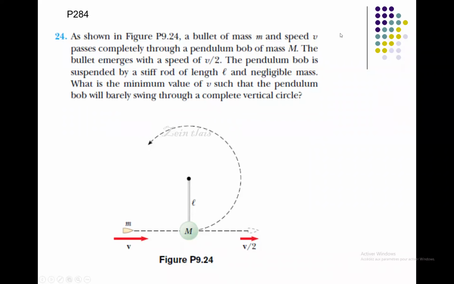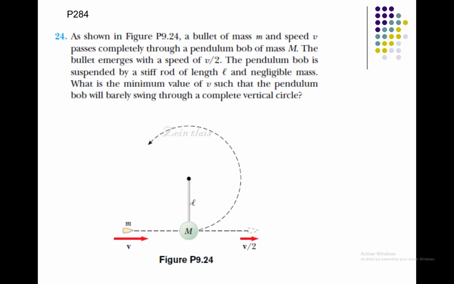Problem 24, page 284. As you see in the figure, we have a bullet. Small m initially has a velocity v before the collision, and we have a pendulum of capital M initially at rest. The pendulum is attached to a stiff rod of length L and negligible mass.